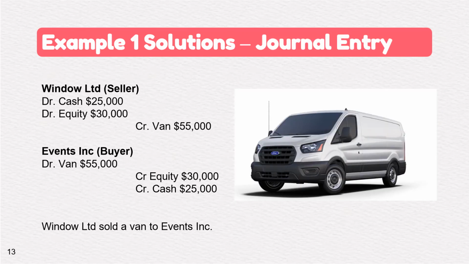So now let's look at the journal entry that they should have had. Windows Limited should have debited cash for $25,000 and then credited the van for $55,000 because they no longer have the van. And then they should have debited equity for $30,000 instead of debiting their loss for $30,000. From the buyer's perspective, they should debit the van for $55,000, which is the book value of what W had, and then they would credit equity by $30,000 and then the cash of $25,000 because that's what they paid.